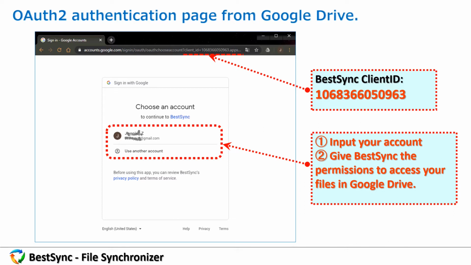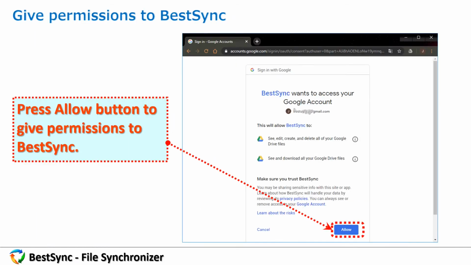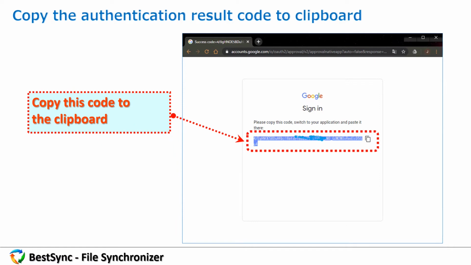You can input your Google account, or just select a remembered account by the browser. After you input the account, the screen shows that BestSync needs your permissions to access your files in Google Drive. Press the Allow button to let BestSync access your files. The authenticated code is displayed in the browser.